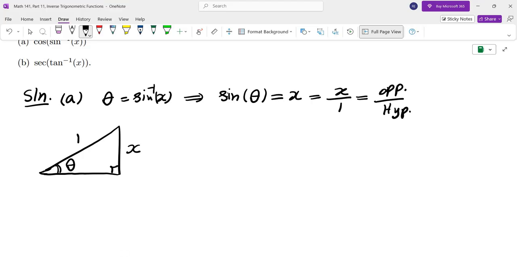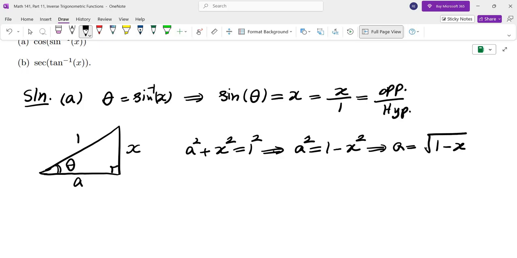Now this missing side, let's call that a, is going to be evaluated using the Pythagorean theorem. So we get a squared equals 1 minus x squared. So that tells us that a is root 1 minus x squared. So this side is root 1 minus x squared.